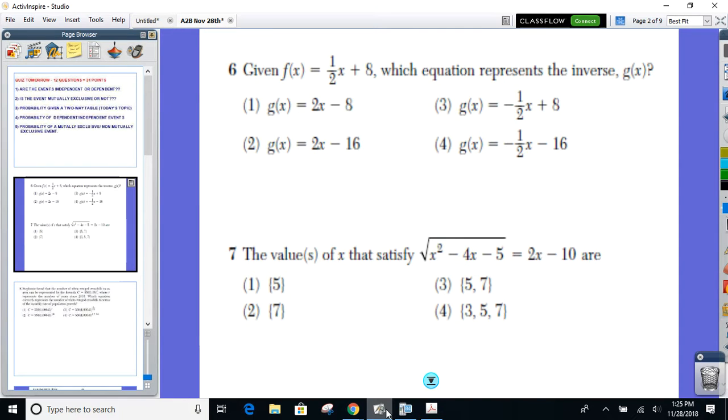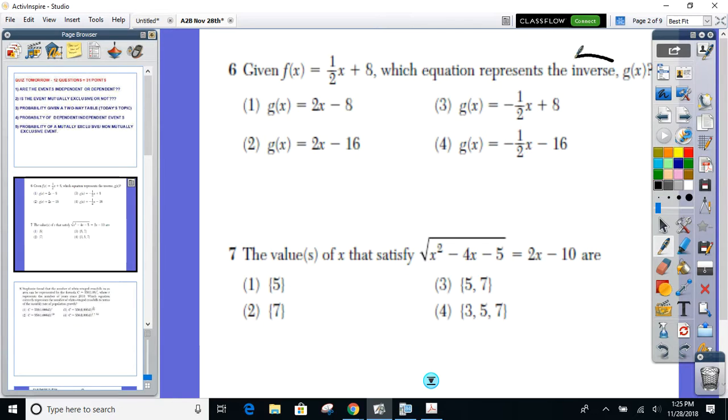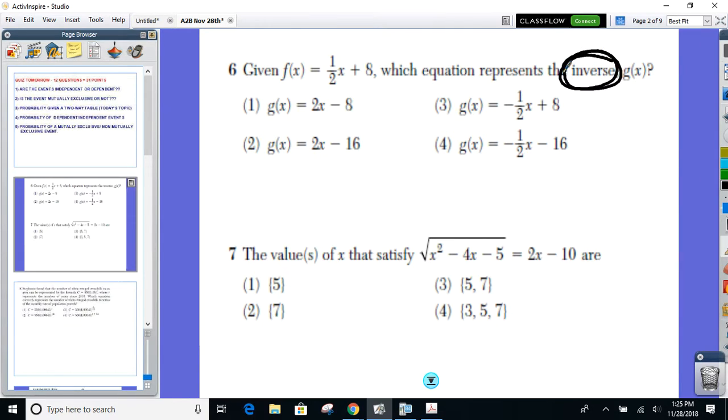Key word up here is inverse. Anytime I'm going to suggest or tell you guys, anytime on the January Regents we see that word inverse, I don't know, did anything come to your mind right away? What do you mean by opposite, though? Can I get a little bit more detail than opposite?